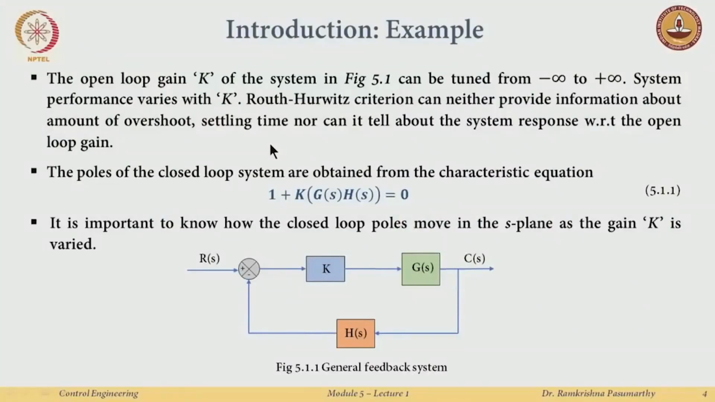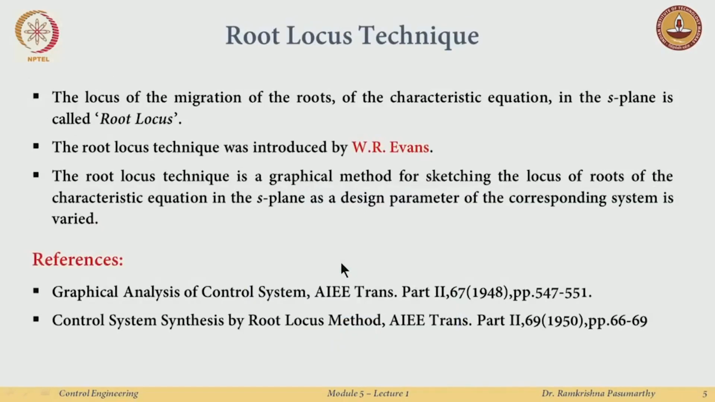So, let us see if there are any techniques like that. What we are interested in is the characteristic equation, the solutions of which give me the location of the poles of the closed loop system. We would like to know how the poles of the closed loop system vary by changing the gain k. This locus of the migration of the roots of the characteristic equation as the gain k varies is called the root locus technique, introduced by W. R. Evans in his paper in 1948.